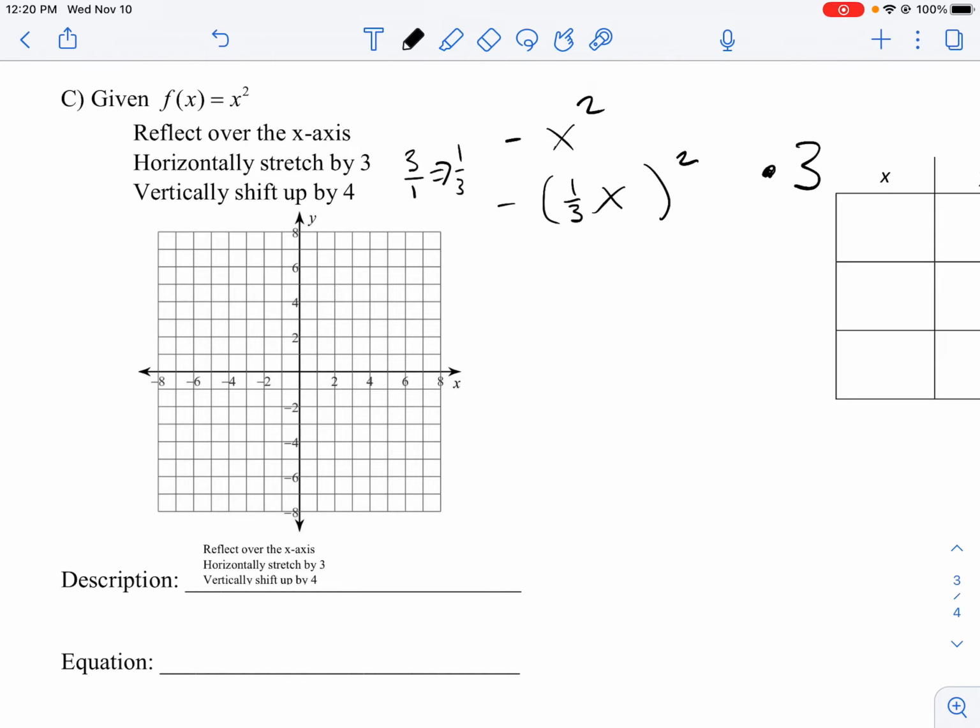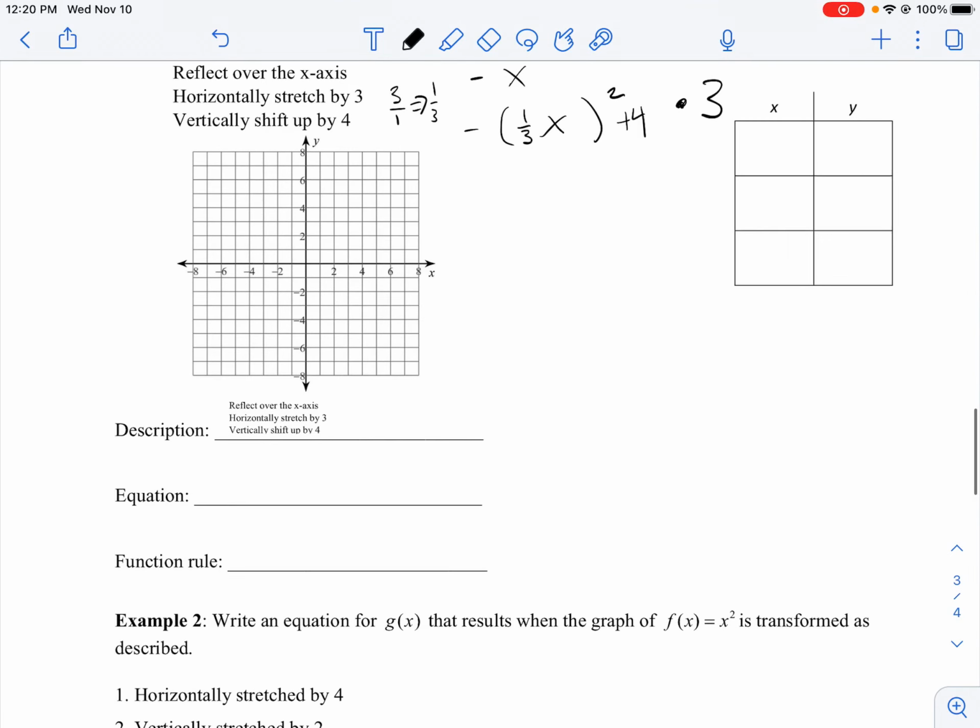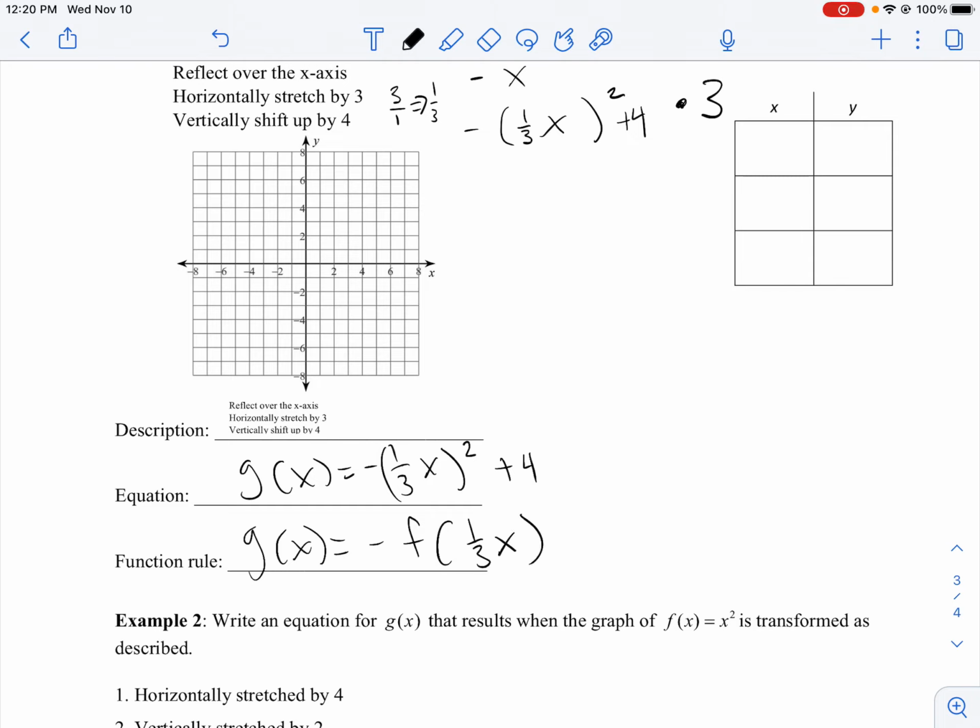And then a shift up by 4 would literally just be adding 4 to your equation. So your equation is g of x equals -1, parentheses, 1/3 x, quantity squared, plus 4. The function notation will be pretty much the exact same thing. You just write it in terms of f of x, I should say. So that would be your function notation.